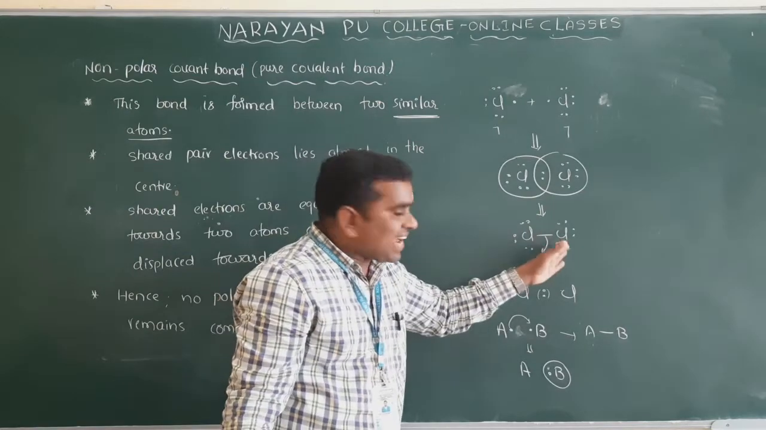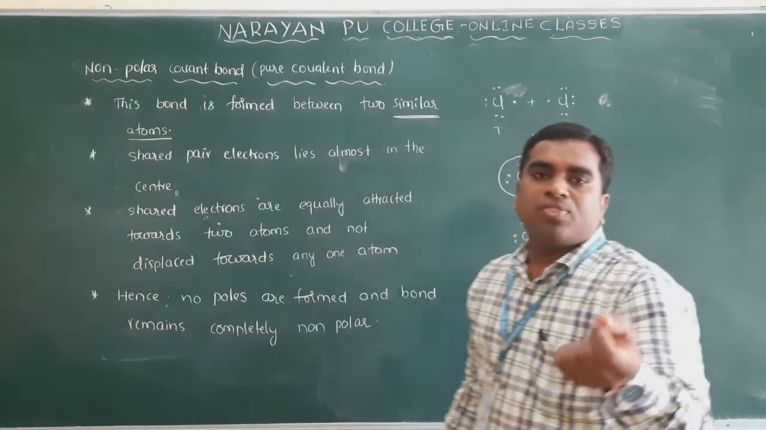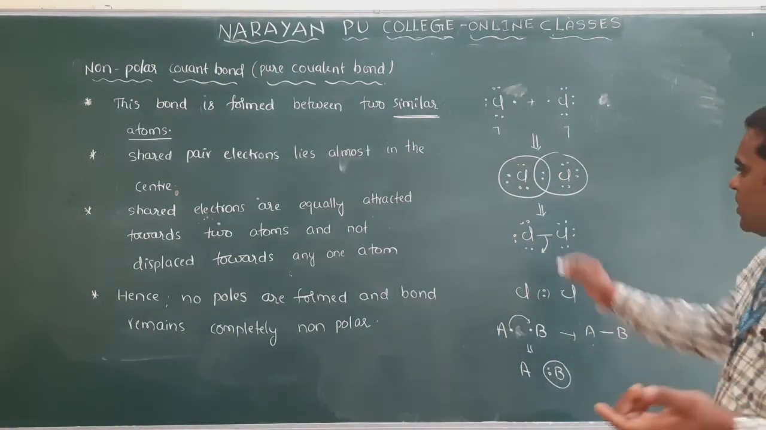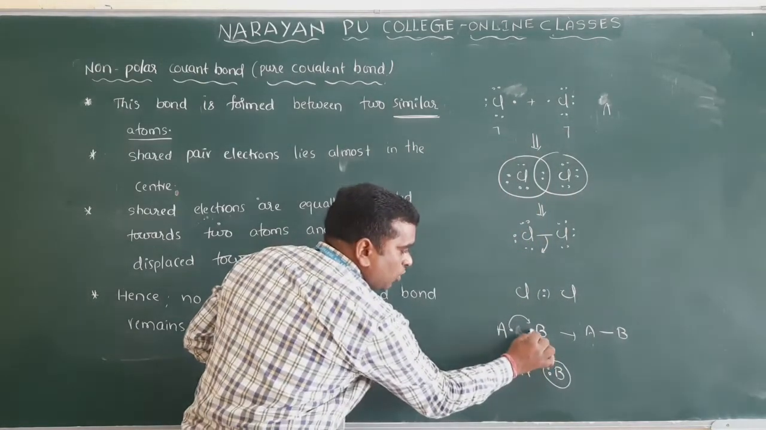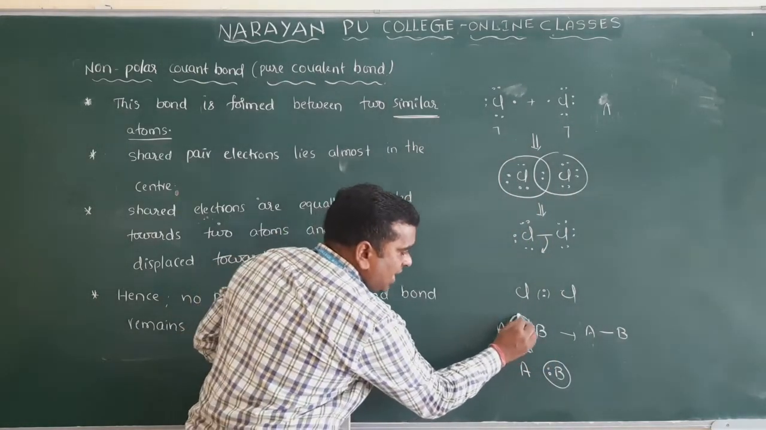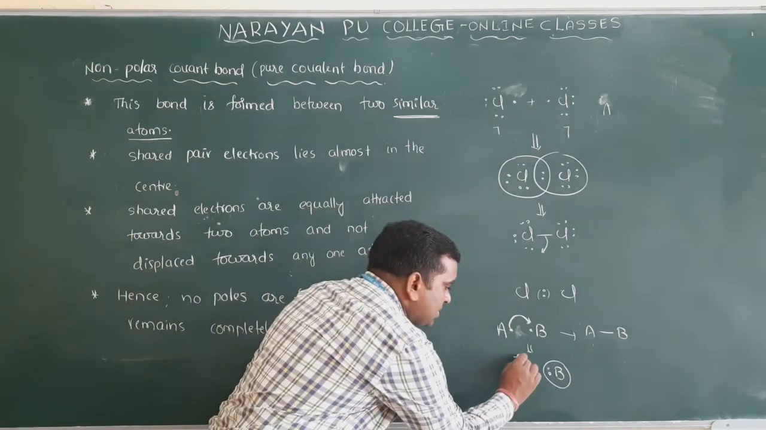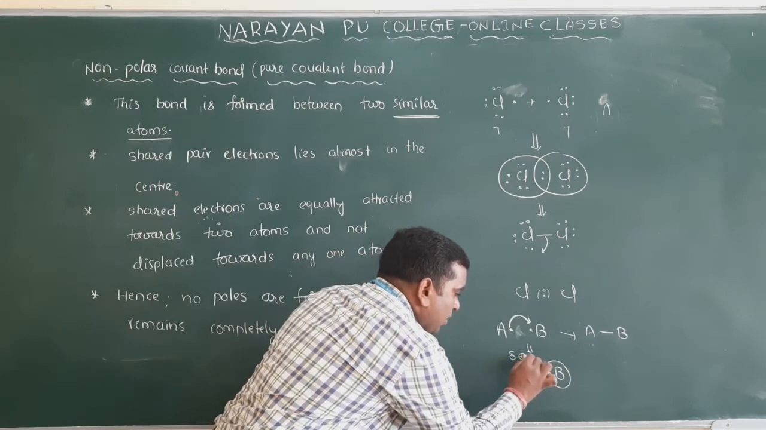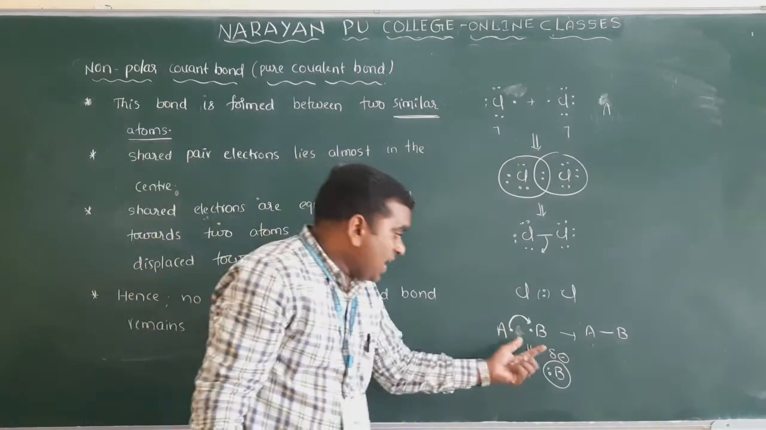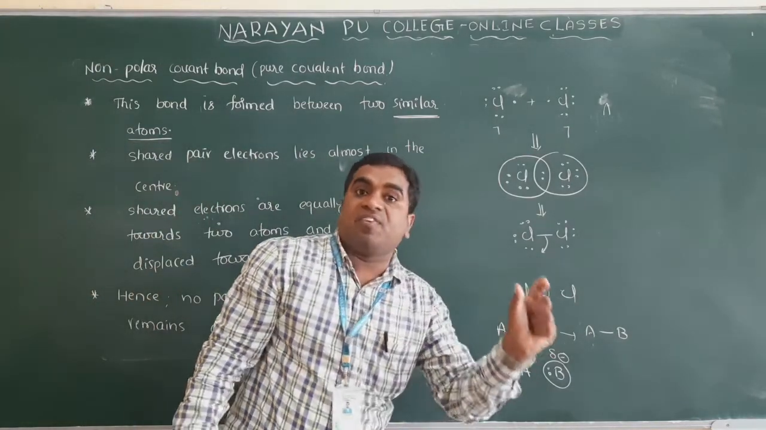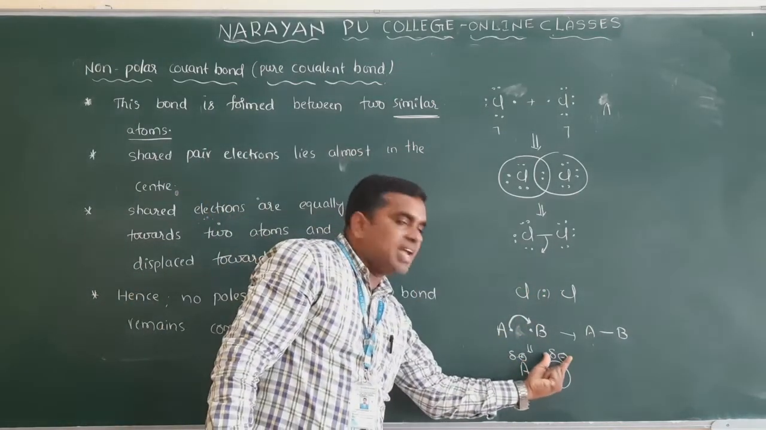If it is not attracted, there will be no chance of formation of poles on the atoms. Suppose B is more electronegative than A, then it takes the electrons from A. A is losing electron density, so A acquires a partial positive charge, and B, gaining it, acquires a partial negative charge. When two atoms are different and one atom is more electronegative than the other, then poles will be created on the atoms.